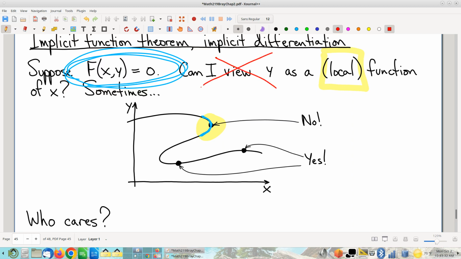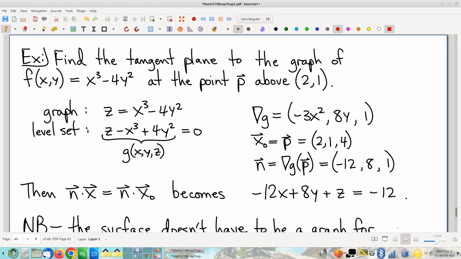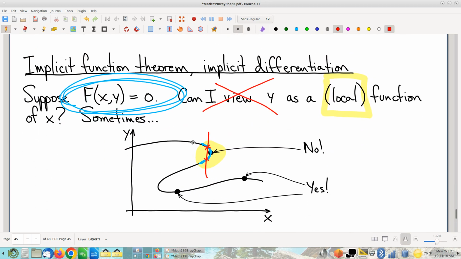I cannot view y as being a function of x because no matter how close I get, no matter how myopic I am, there will be failures of the vertical line test. Oh gosh, there we go. Failures like so. Right, and you could imagine as you get closer and closer, but let's get even more myopic. Let's just look really, really close to this one point. Same problem. It just doesn't go away. So not even locally, for a point like this, can you view y as being a function of x?